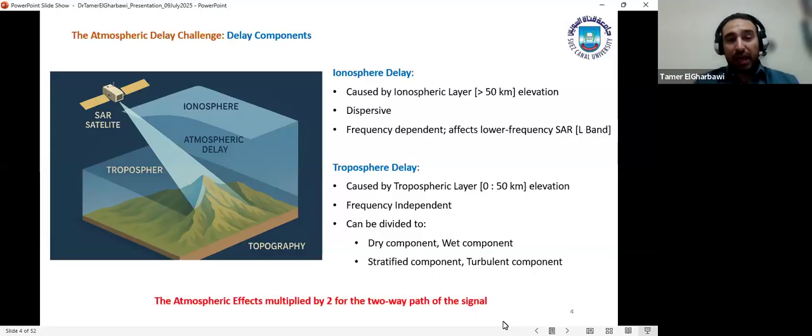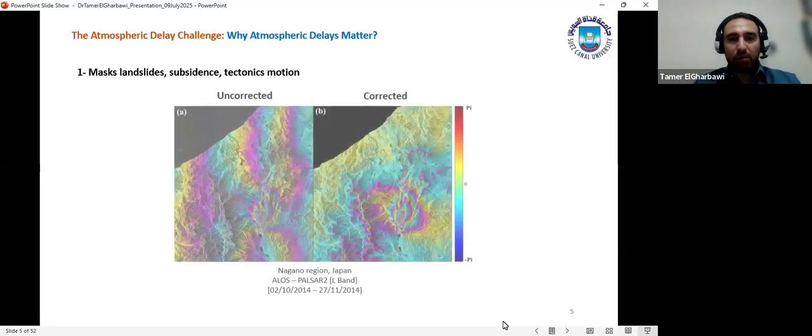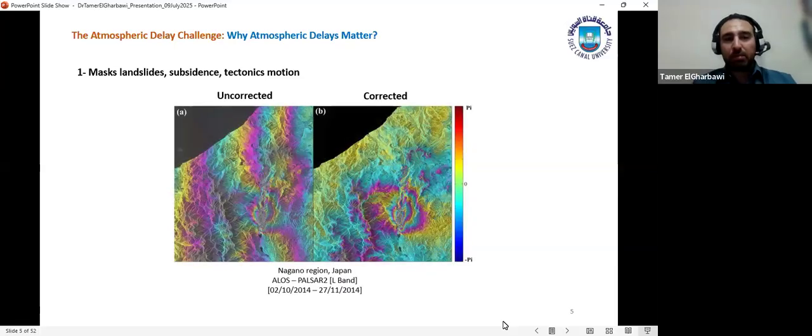This kind of atmospheric delay is multiplied by 2, mainly because we have a two-way path for the InSAR signal, traveling from the satellite to the pixel and then traveling back. So the effect of the atmospheric delay is multiplied. So why do we even care about this? First of all, it can mask some kinds of deformation. We have here an interferogram.